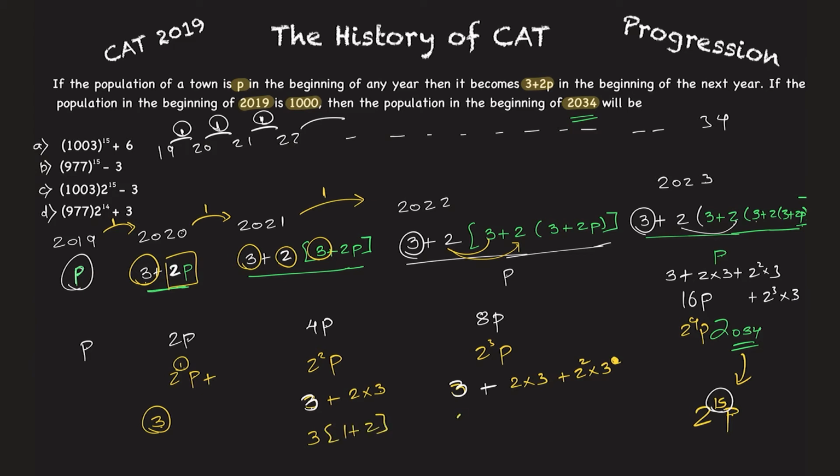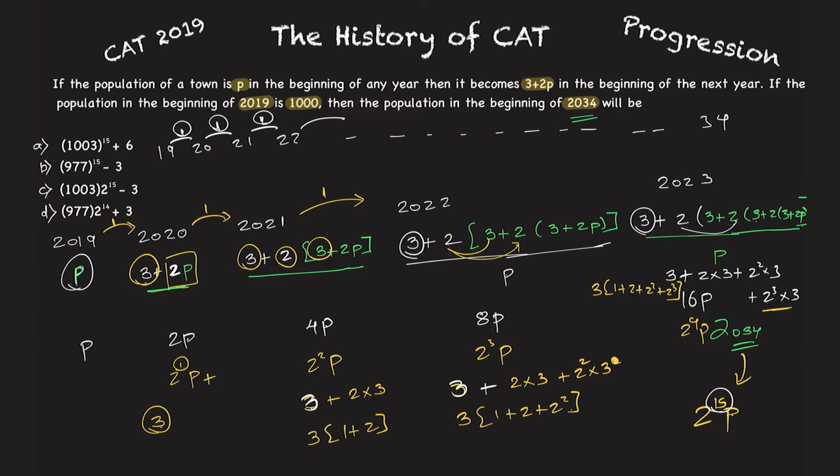If I take this 3 as common from here, I get 1 plus 2 plus 2 square. And if I take this 3 as common from here, what I get is 1 plus 2 plus 2 square plus 2 cube. That's what I get from here. Okay, so what is the pattern that is being followed, that you can see here.